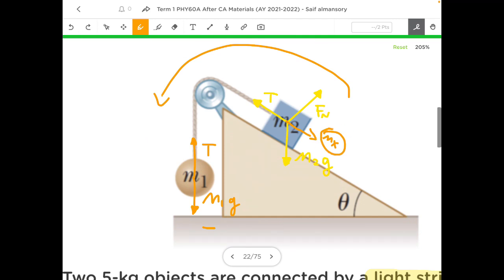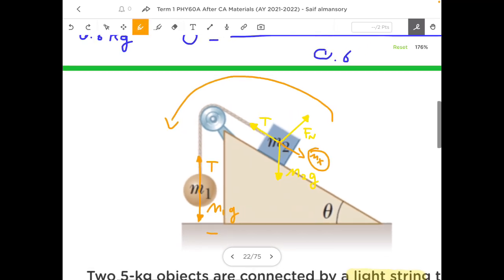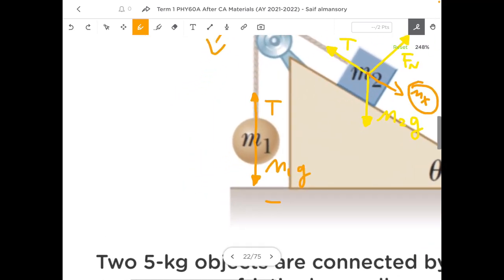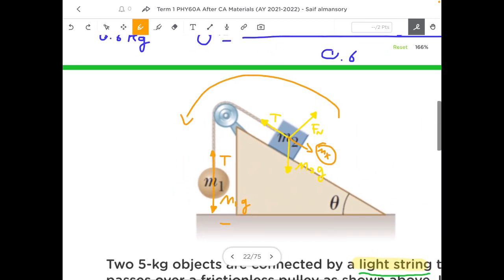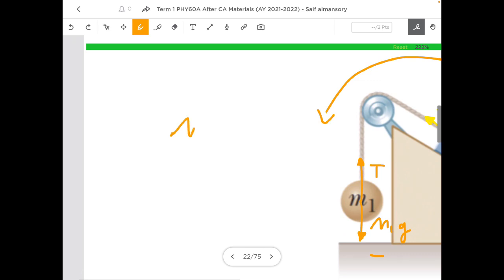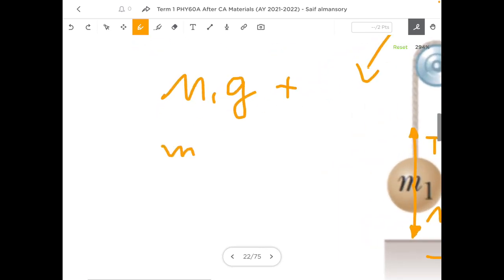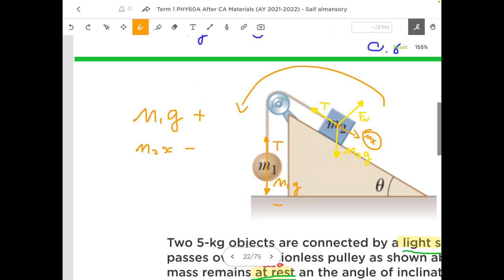But in this situation, I will choose that the object is moving in this way. So, as I have mentioned, the motion is in this direction, so m1g will be positive, and the m2 x component will be negative. Why? Because it resists the motion.